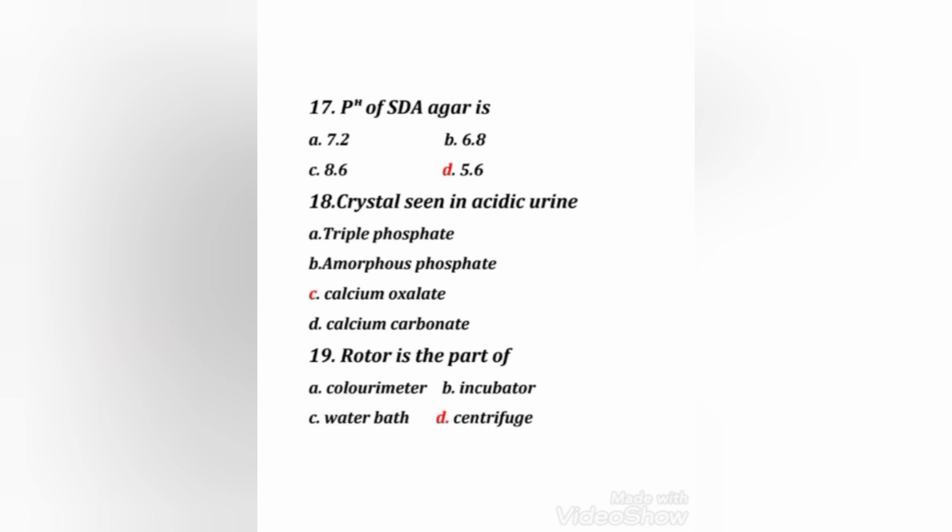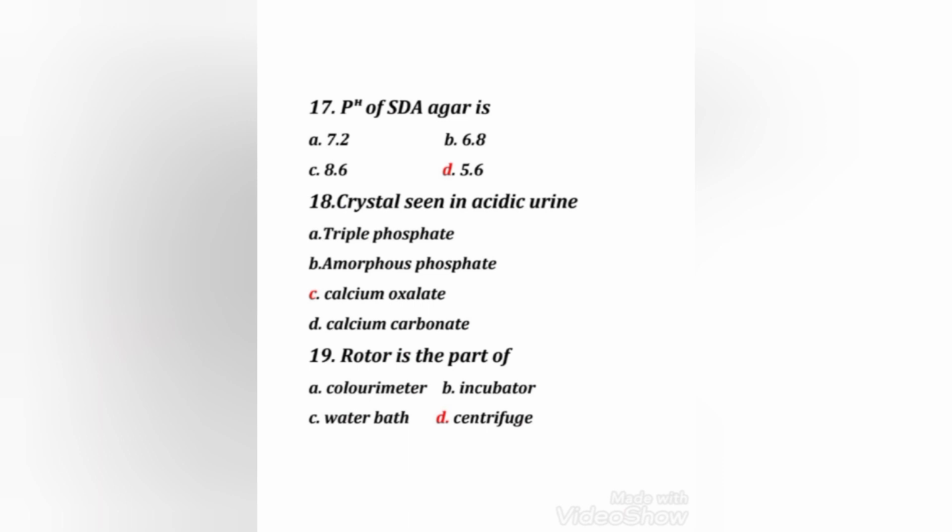Sabouraud dextrose agar is used for the isolation, cultivation and maintenance of non-pathogenic and pathogenic species of fungi and yeast. Why is the pH 5.6? The pH is adjusted to 5.6 in order to enhance the growth of fungi, especially dermatophytes, and to slightly inhibit bacteria growth in clinical specimens.